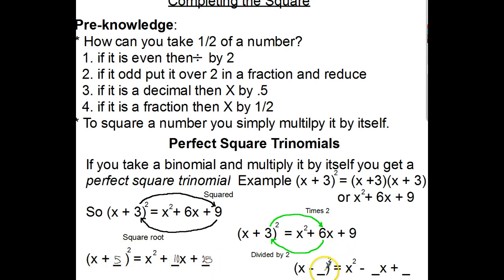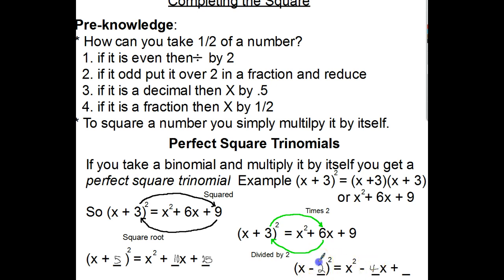Let's look at what if this was minus right here. Let's put in 2 here. So if it was (x - 2), then again this is simply going to be twice as much, or negative 2 times 2 is negative 4.